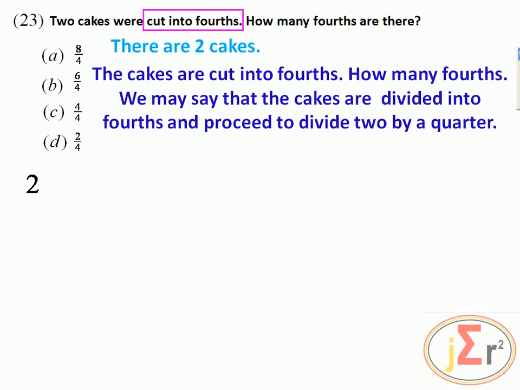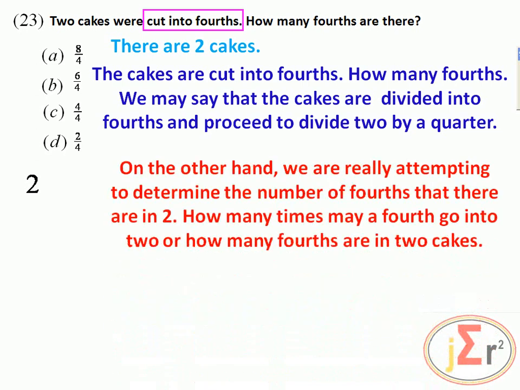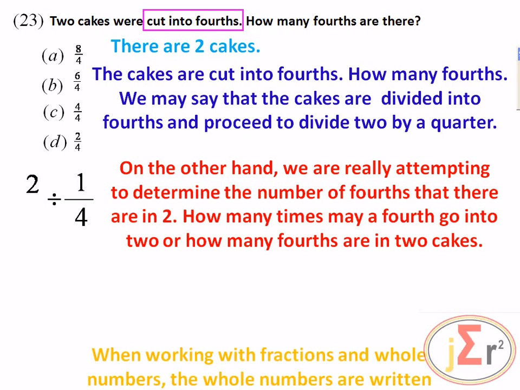Okay. So we are saying that we have 2 cakes. How many fourths are in that? We also need to divide. On the other hand, we are really attempting to determine the number of fourths that there are in 2. How many times may a fourth go into 2? Or how many fourths are in 2 cakes? So we are dividing 2 by a quarter, just as if we say, how many 5s are in 20? We divide 20 by 5. How many quarters are in 2? We divide 2 by a quarter.